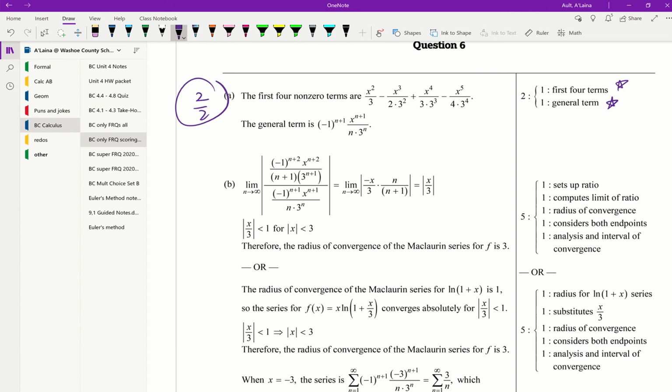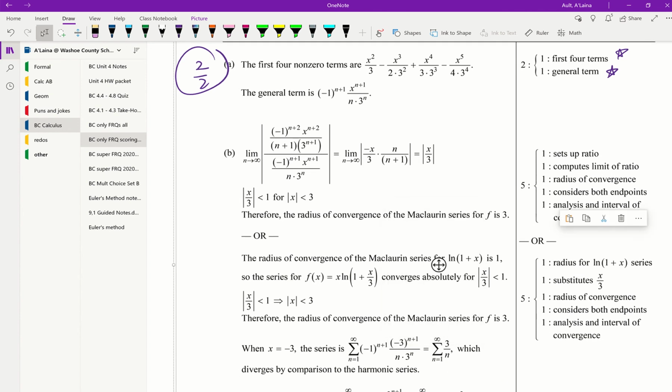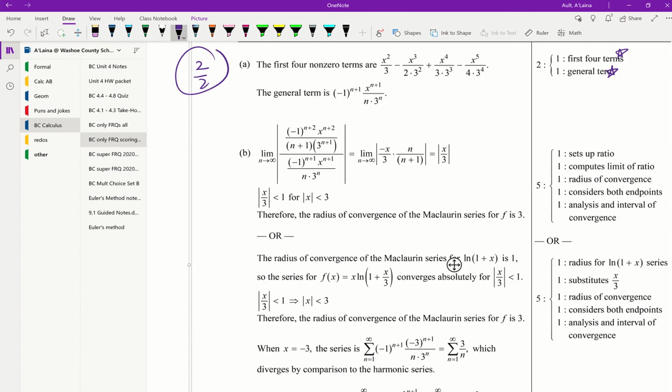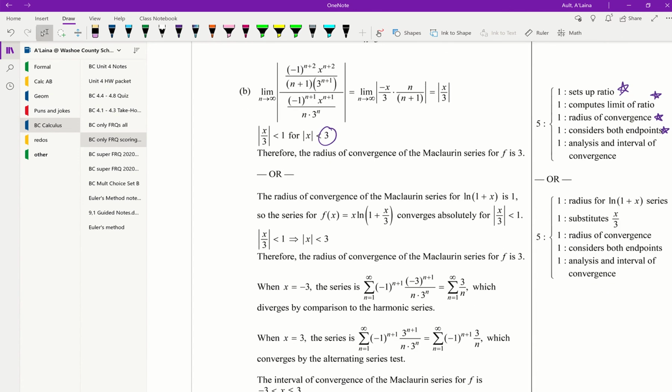All right, Number 5, the fact that we set up a ratio gives us a point. The fact that we compute the limit of the ratio gives us another point. That we found the correct radius gives us a point. That we even consider both endpoints, even if we do them wrong, gives us a 4th point. So even if you really butchered the endpoints, you've got 4 out of 5. The analysis and the interval will give us the last point.